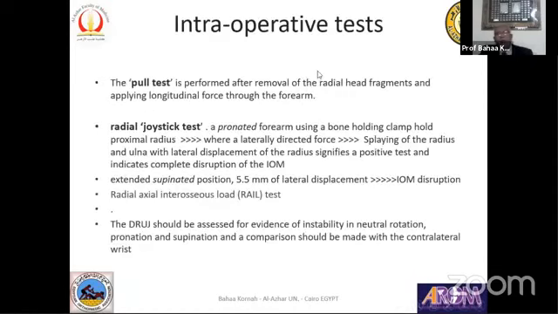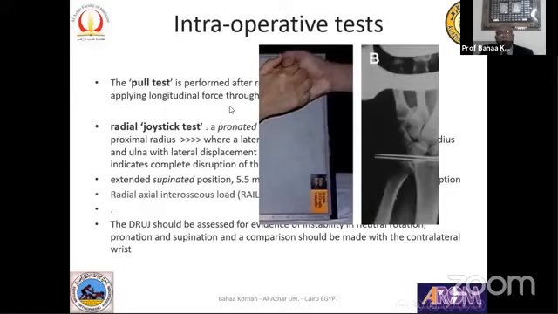It is essential to correlate the MRI with other clinical findings. What about the intraoperative test? When you take a patient to surgery, you can do some intraoperative tests. This is a pull test. It is performed after removal of the radial head fragment and applying longitudinal force through the forearm. This is a pull test to test for stability.